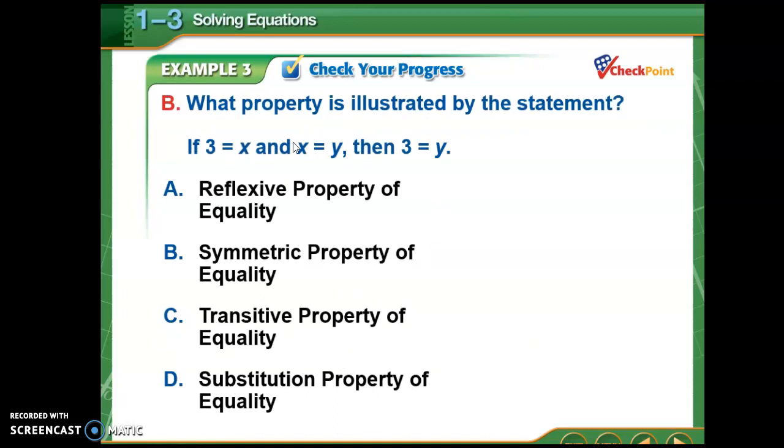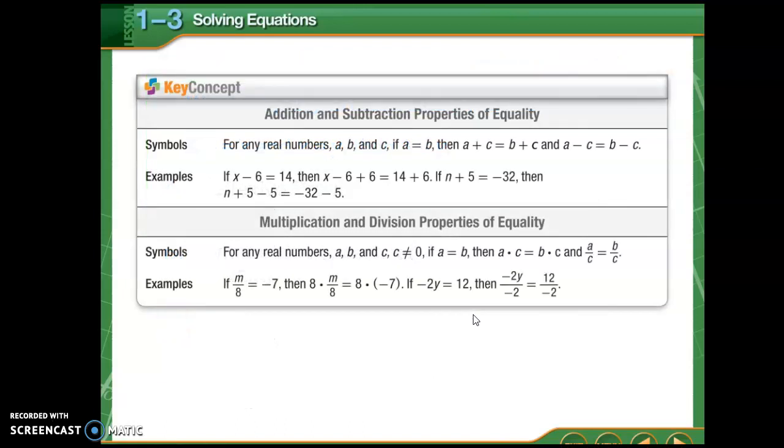How about this one? This time we have 3 equations here. If 3 equals x and x equals y, then the number 3 equals the variable y. There are 3 equations, 3 variables, including the number 3. So that's going to be transitive. Alright, this time let's move on to the properties of equality for operations.